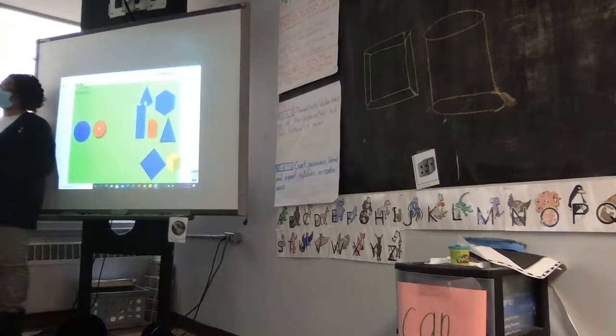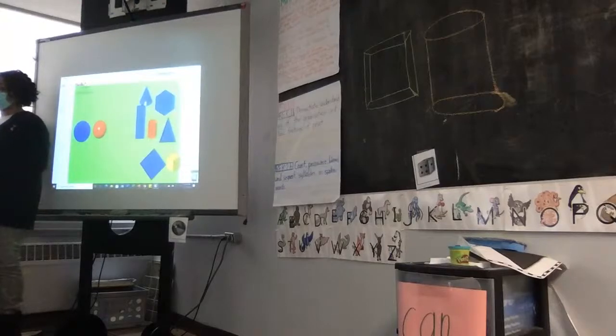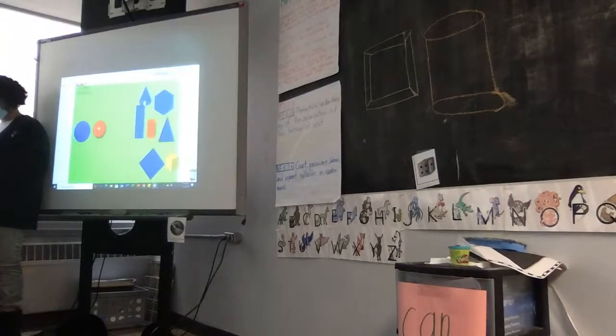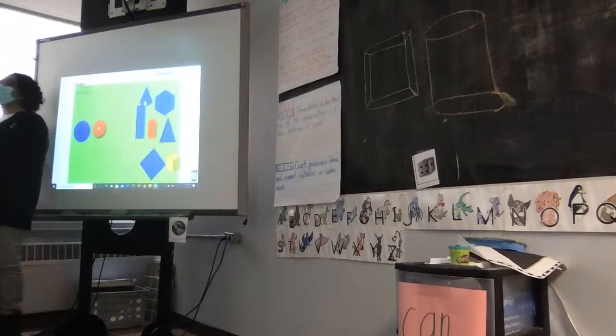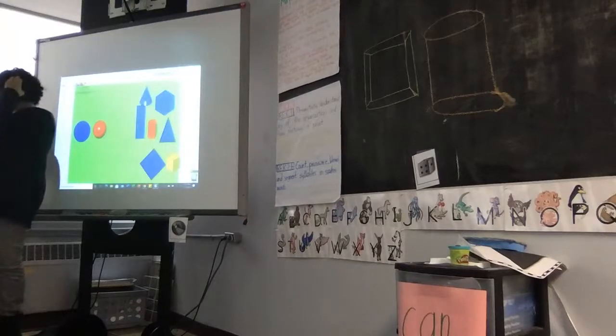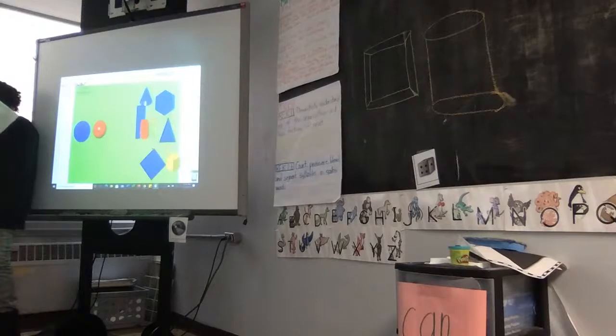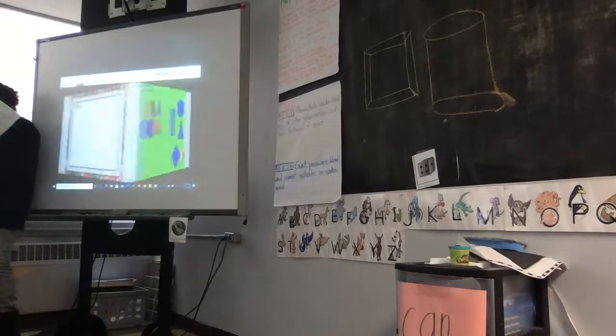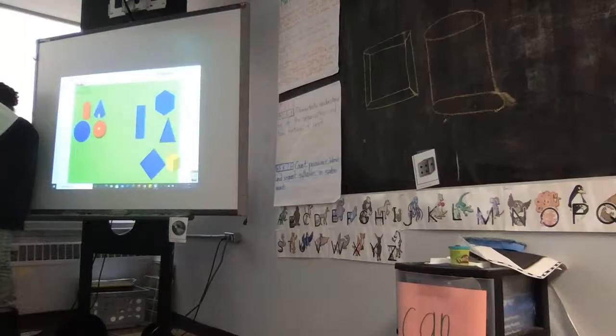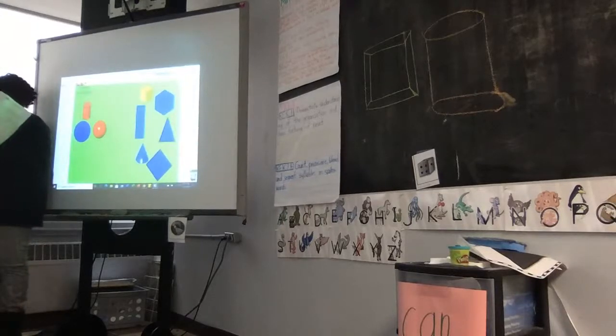Now that you have it upright, it's a cylinder. Hold it upright. All right, now I want you to sort your shapes into shapes with edges and shapes without edges. Shapes with edges and shapes without edges. This one on top. This one doesn't have edges.